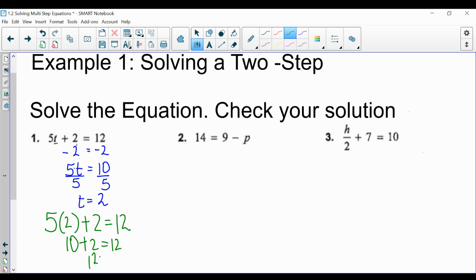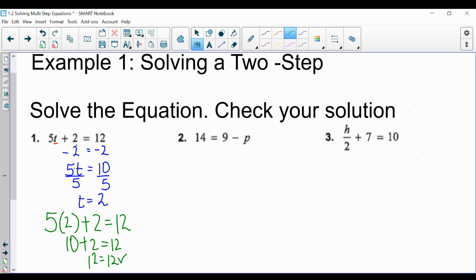So this checks. And this is actually so important when we're using negative numbers, because so many times we drop a negative because we're rushing and then we get the answer wrong. But when you check it, you're going to get it right because you'll look for your mistake.